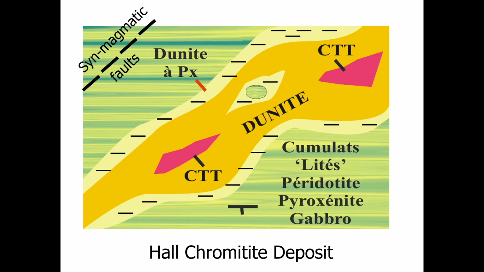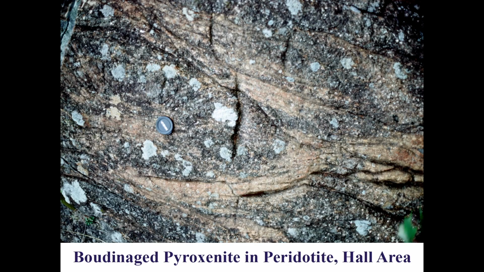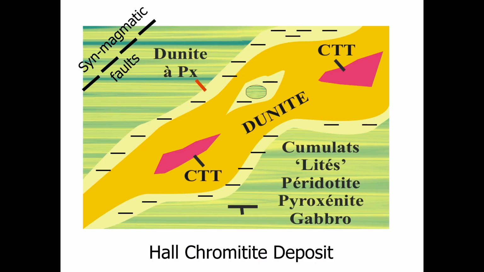This is the Hall deposit. It was actually a small deposit that got completely mined out during a bulk test. It wasn't very big. The chromitite pods are tens of meters in size, and they're sitting in a discordant dunite pipe. This dunite pipe is discordant to the stratigraphy, and it's parallel to synmagmatic faults. So you can see in these faults, there's xenoliths of hydrothermally altered websterite injected by fresh lherzolite.